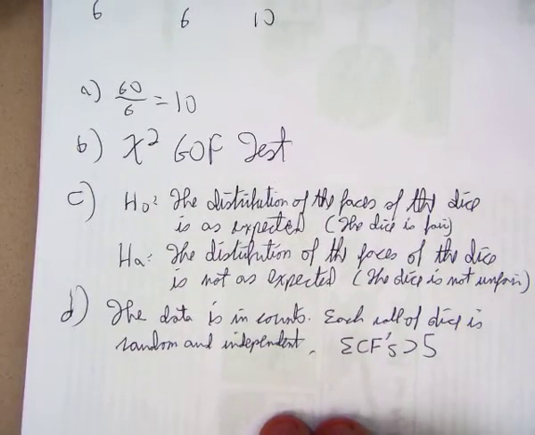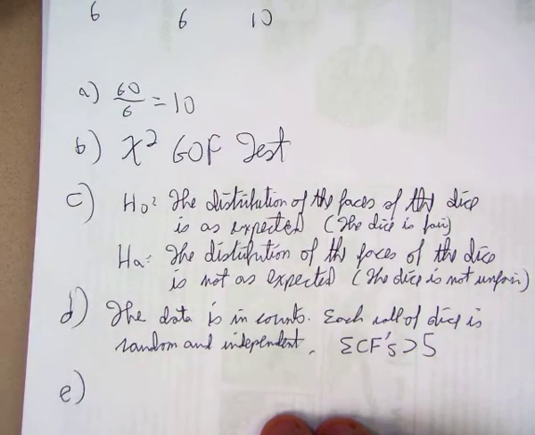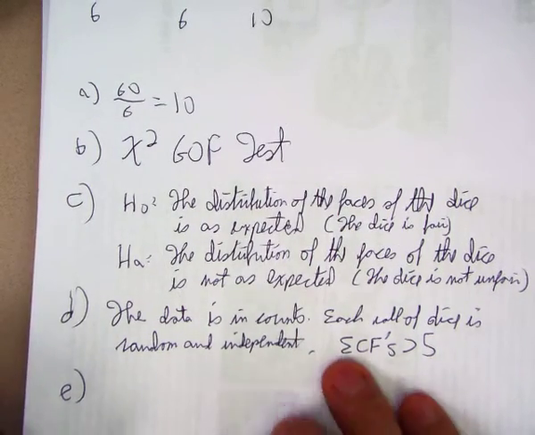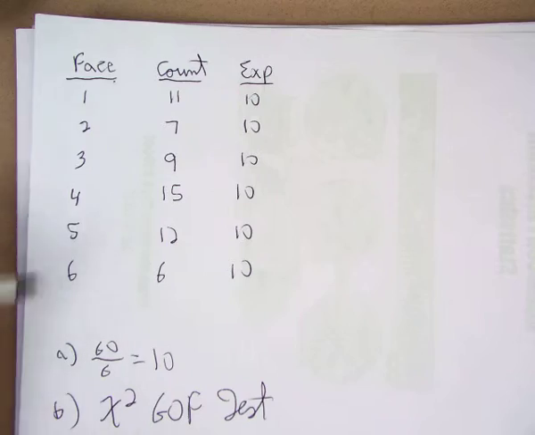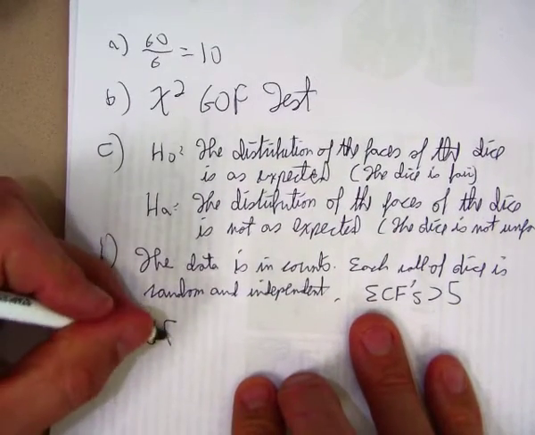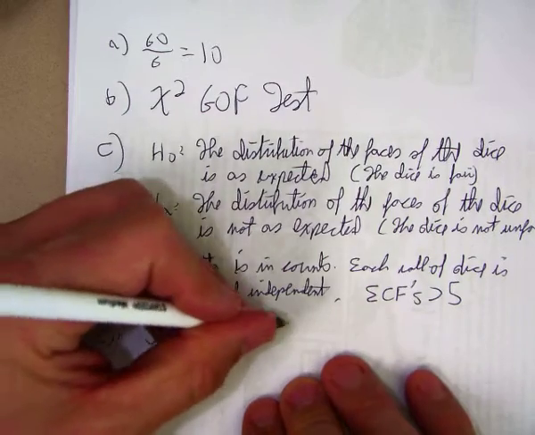Okay. And then E, it says how many degrees of freedom were there? Well, there are 6 different categories. So degrees of freedom equals 6 minus 1, which is 5.